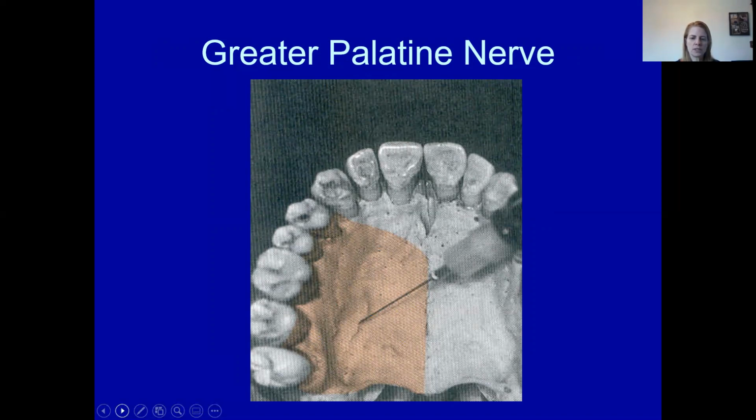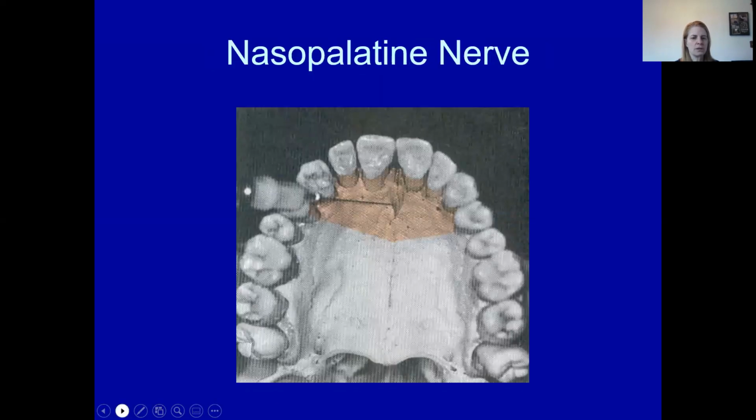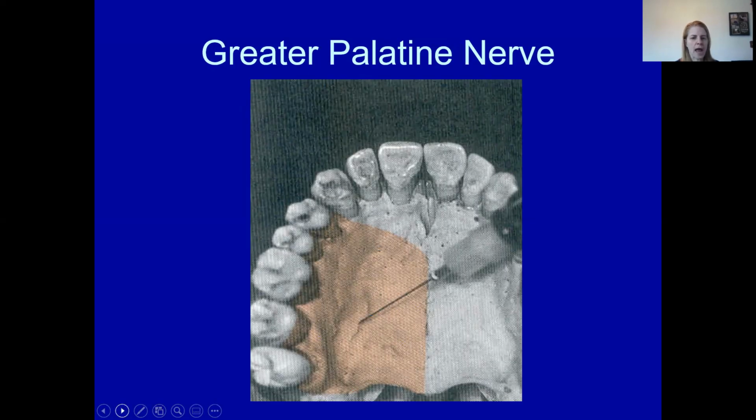So you can see just one half. You would need to give two greater palatines to numb the whole hard palate, which is not something we normally do, but the anterior nasopalatine with just one injection. The greater palatine is just half of the posterior palatal area.